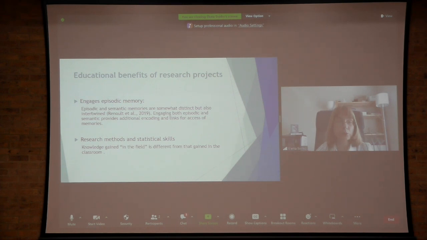And a lot of research projects require statistical analysis. Doing statistics on raw data is quite different from doing statistics for the exam or for a practical, where the conditions are much more controlled. So it allows students to acquire really important skills.